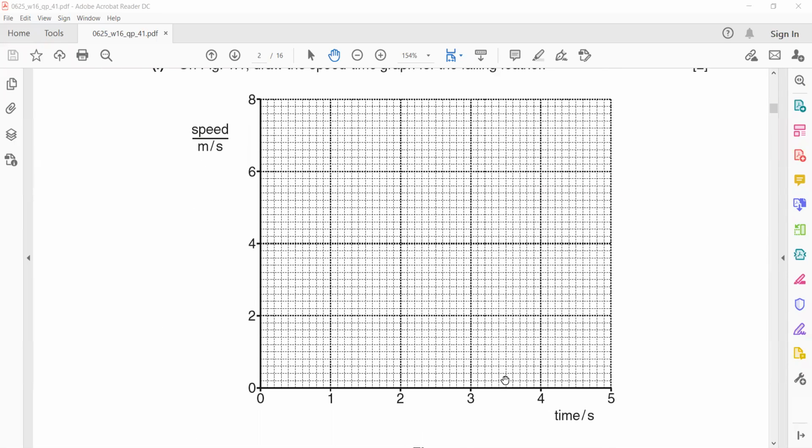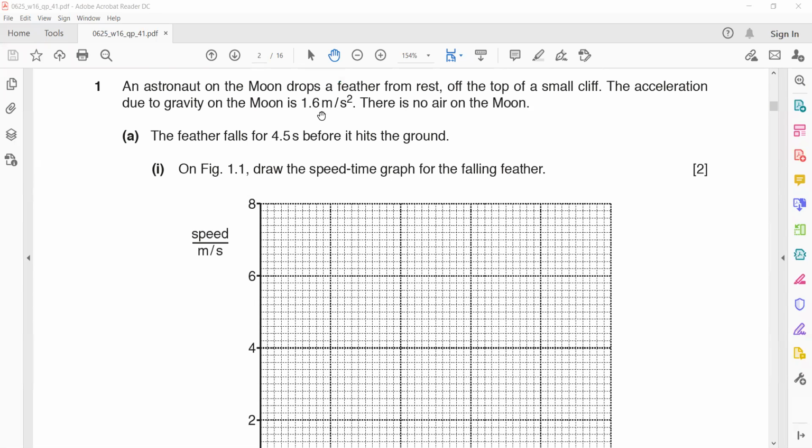So how you will work out, because it's a speed time graph, the acceleration is 1.6 and the time interval is 4.5. So using this, you have the formula a equals (v minus u) over t. a is the acceleration, which is 1.6. v is the final speed, initially starting at rest, and the time interval is 4.5. So 4.5 multiplied by 1.6 is equal to 7.2.